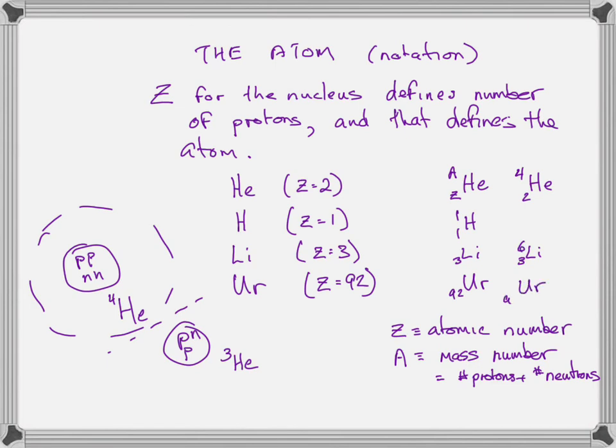Whereas the most common isotope of uranium is, I believe, 238. So the most common uranium atom has 92 protons, but how many neutrons does it have? The number of neutrons equals 238 minus 92. So the most common isotope of uranium has 146 neutrons and 92 protons, right? It's got a lot more neutrons than protons.